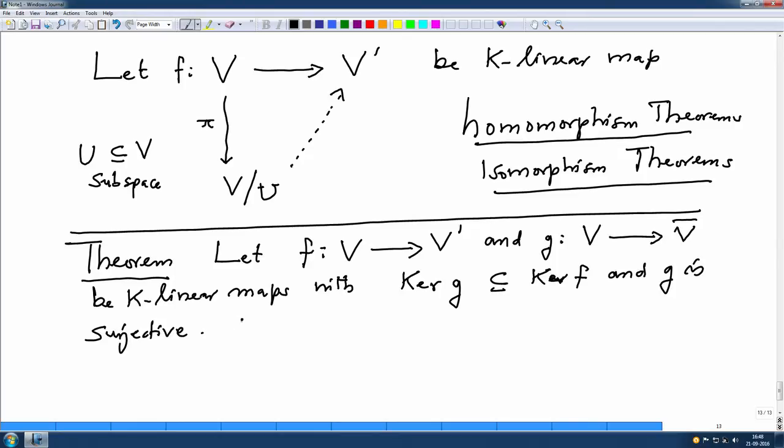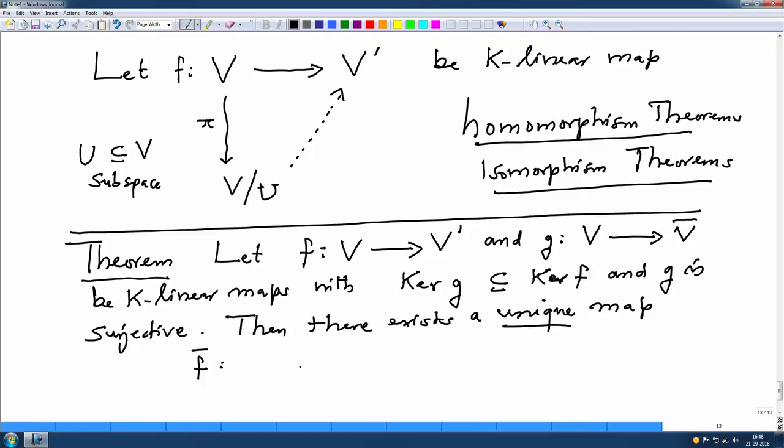Then there exists a unique map, which I will call F bar, from V bar to V prime, such that if I go from V to V bar and then apply F bar, that is from V bar to V prime, it agrees with F.